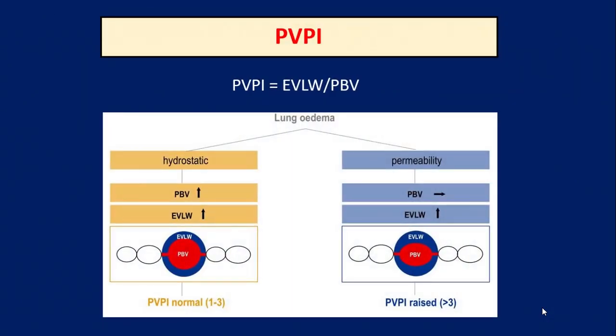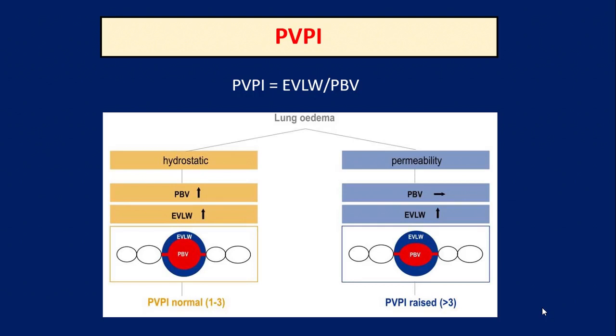Pulmonary vascular permeability index is extravascular lung water divided by the pulmonary blood volume. It is helpful in differentiating two types of lung edema. Cardiogenic pulmonary edema is hydrostatic. In sepsis we see a permeability edema because of impaired permeability. So this index can differentiate between the two.